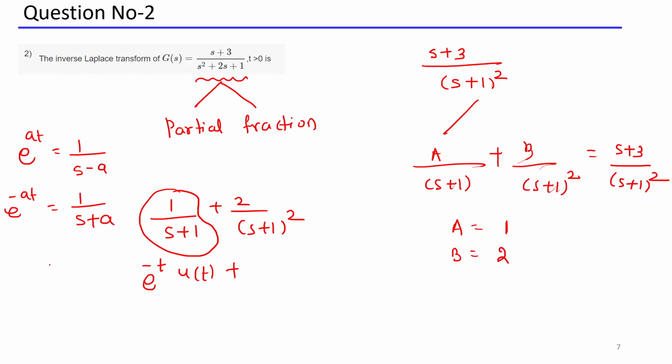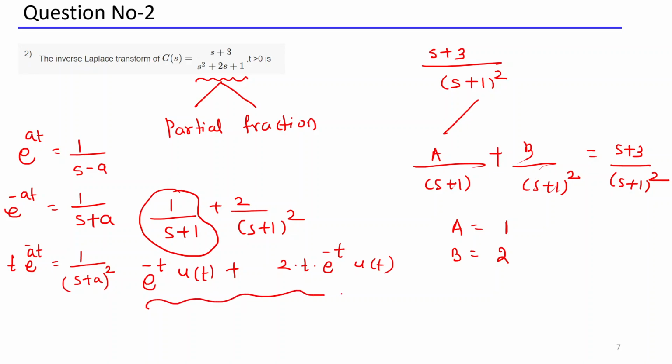Similarly here, 1 by s plus 1. Okay, here the square term is there. So the Laplace transformation of t times e to the power minus at is 1 by s plus a whole square. So if you take the inverse Laplace transformation, this will be 2 times t e to the power minus t. Okay, so this is the answer, I think.